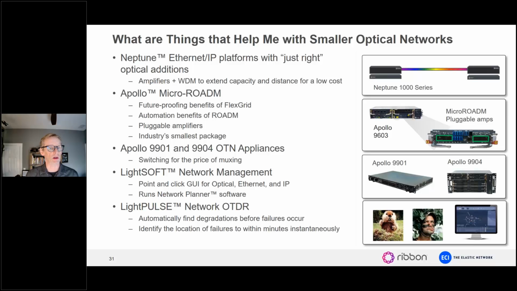And finally, we have something called Light Pulse Network OTDR to automatically find degradations in fiber before failures occur, or to identify the location of failures to within minutes instantaneously. And actually, we have customers where that's the initial thing that they've used from us. They have maybe an embedded SONET network or an Ethernet network, but they're having problems with their fiber plant. They say, let me embrace this network OTDR, and I'll worry about upgrading my network later.